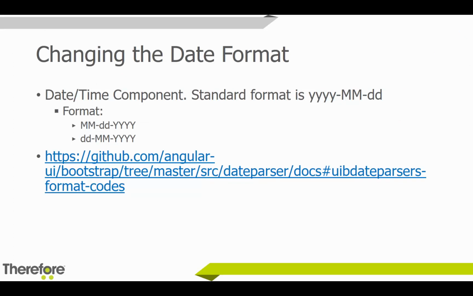Right, moving on, I just wanted to show you how you can change the date format in the eForms. The standard format in the eForms, if you're using the date and time component, is year, month, date. Many people don't like that format, and so they would like to have month, day, year, or day, month, year. If you follow the link here, you can see that there's actually a lot of different options for changing the date and time format. Let's go have a look.